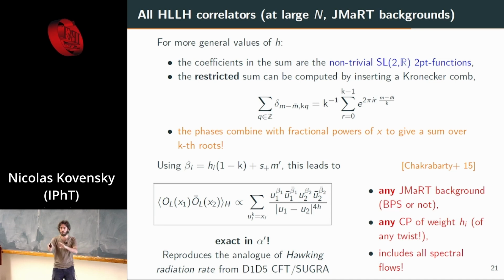I have a couple more comments about why that happens. And for example, one of the consequences of this formula is that you can use it to reproduce the Hawking radiation rate for any of the J-Mart geometries that was computed in this paper by David and Bidisha and collaborators. And from special cases of this function, you can compute the Hawking radiation rate, and then it matches exactly the computation for the symmetric orbifold CFT.